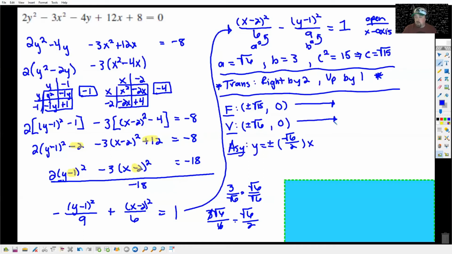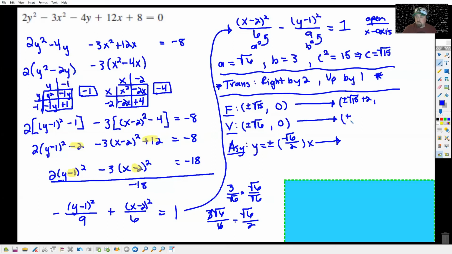Now we need to apply our transformations to this thing. So all the x's are going to have 2 added to them. So we get plus or minus the square root of 15, plus 2.